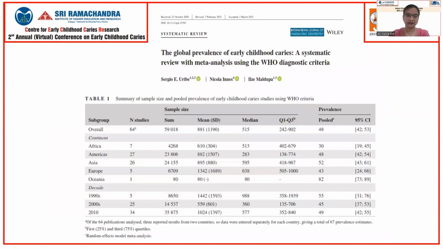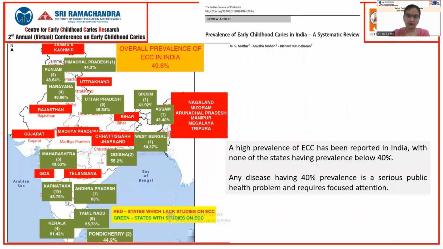A recent systematic review on the global prevalence of early childhood caries stated that the pooled prevalence is about 48%. A systematic review of early childhood caries in India showed that the overall prevalence of ECC in India is around 49.6%. Each state had a prevalence of more than 40%, which shows the high prevalence of ECC in India. So any disease which has a prevalence of more than 40% needs to be considered seriously.